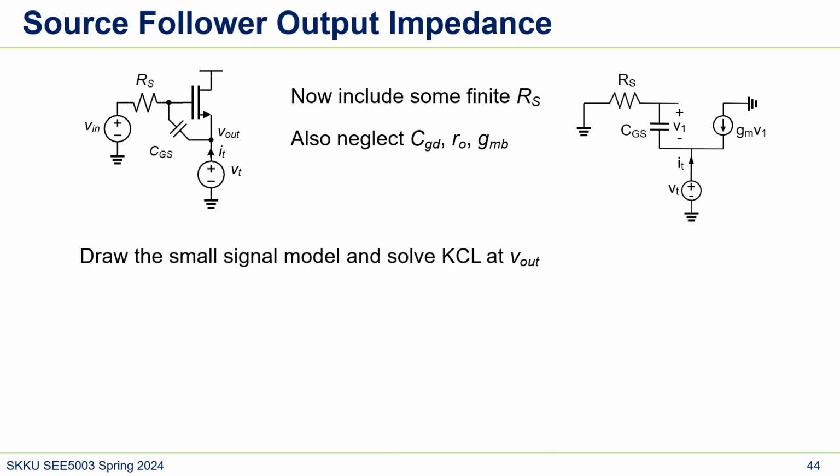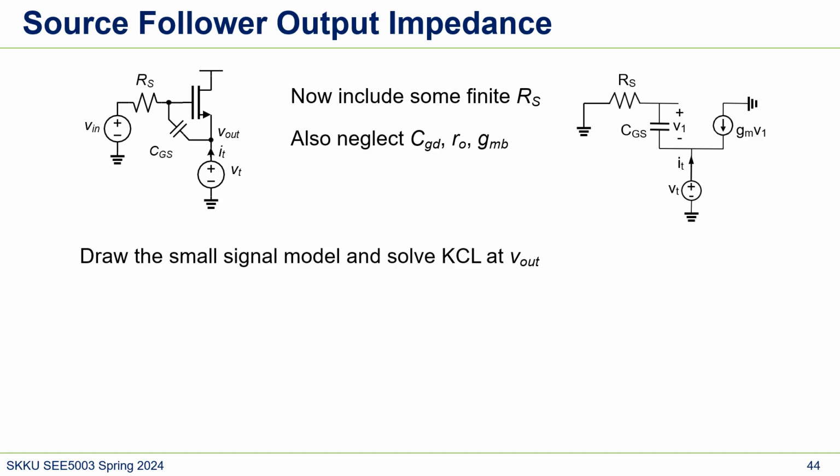Now let's calculate output impedance. We're going to make some assumptions. Now we have finite RS, which is series resistance, and also we're going to neglect CGD, RO, and GMB. I know we have a lot of approximations suddenly, but our purpose in looking at output impedance is we want to see some special characteristic of this circuit. So it's okay with these approximations.